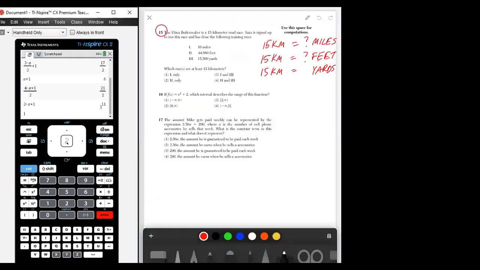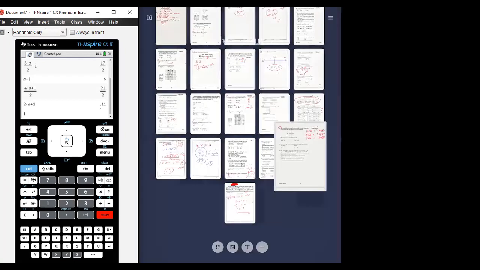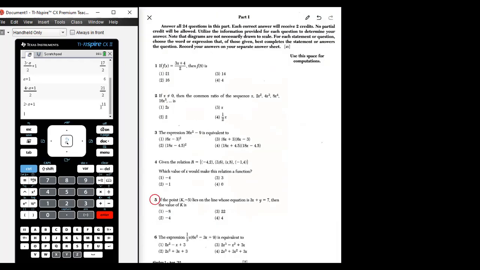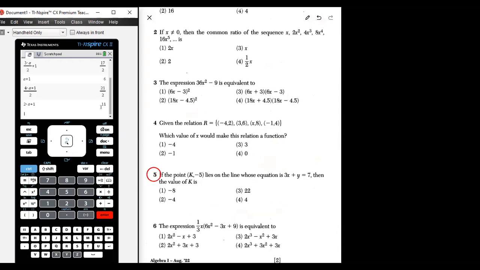This one, you've got to be a little bit more careful. Okay, right here. If you look at number 5, it says the point (k, -5) lies on the line whose equation is 3x + y = 7, then the value of k is. So basically, this is the X coordinate, this is the Y coordinate, and they've given us this equation for a line, and they want to know what the X coordinate is going to be.